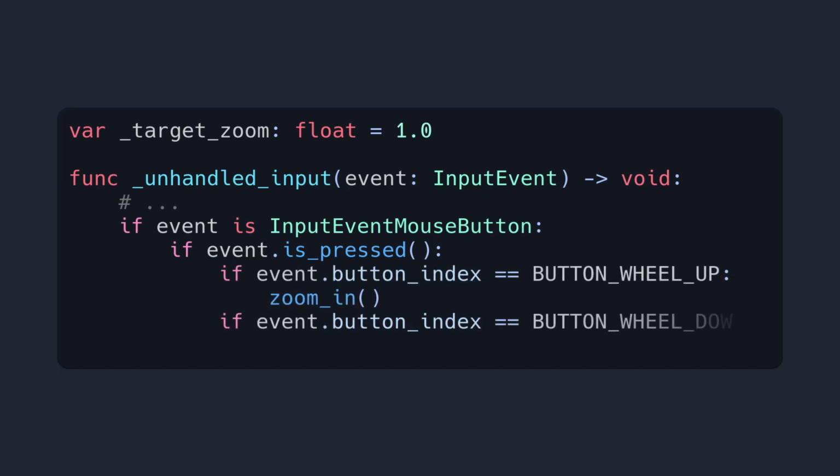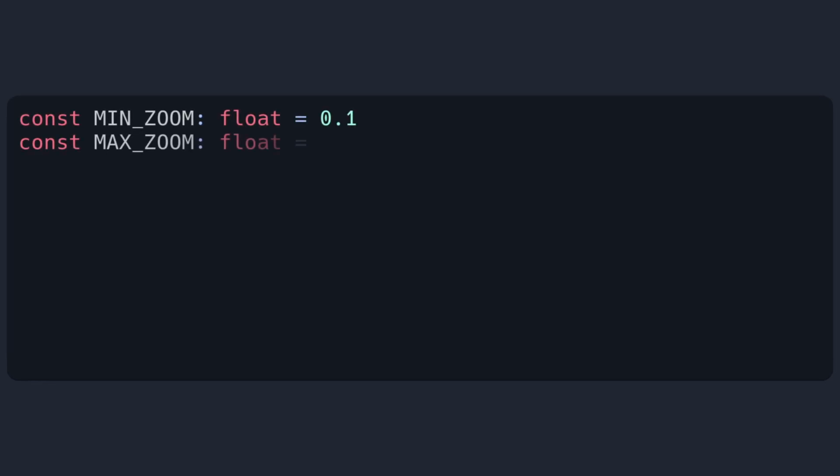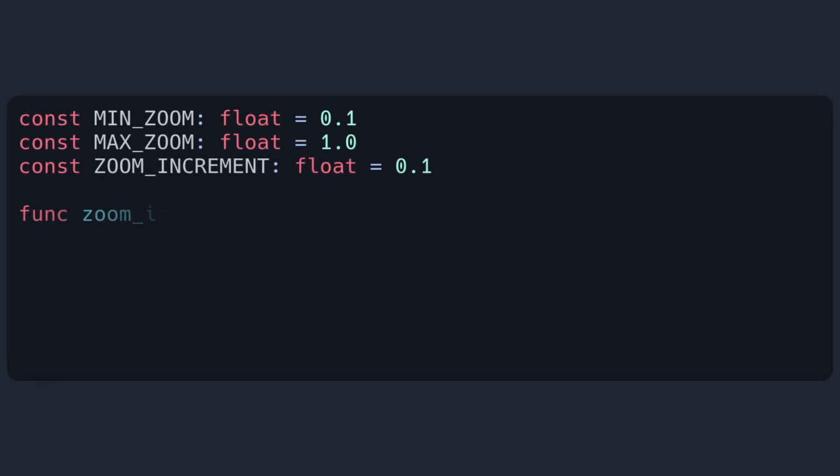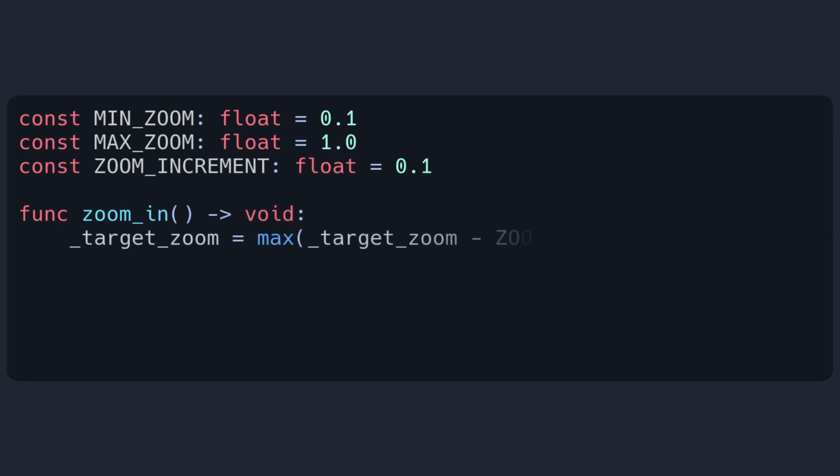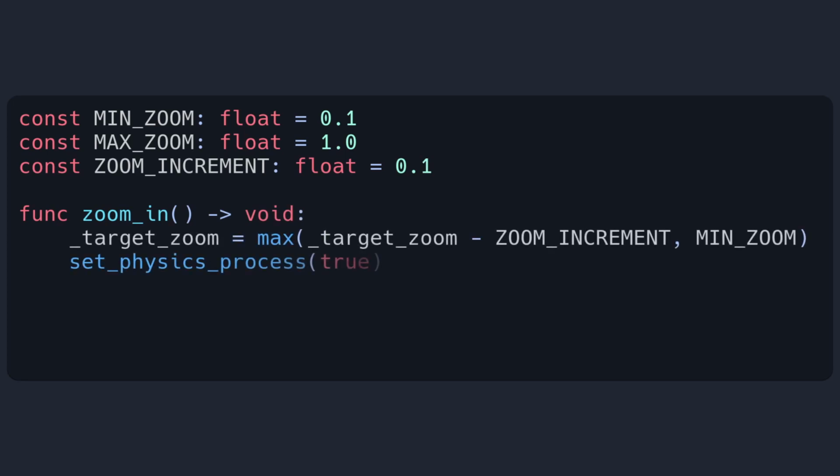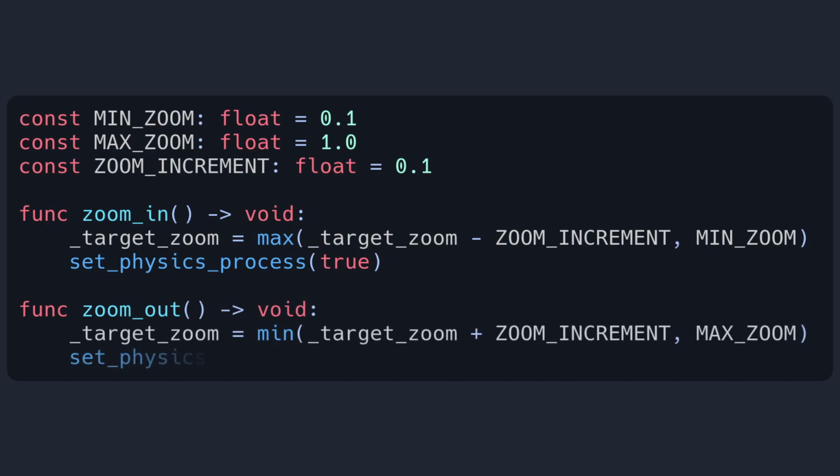Now let's put together the zoom_in and zoom_out functions. Each function moves the target_zoom variable towards 0.1 and towards 1.0 respectively, without going beyond them. The max function is going to make it so that we return at least 0.1, so we can't go below that, and the min function is going to make it so we return at most 1.0, so we can't go above it.